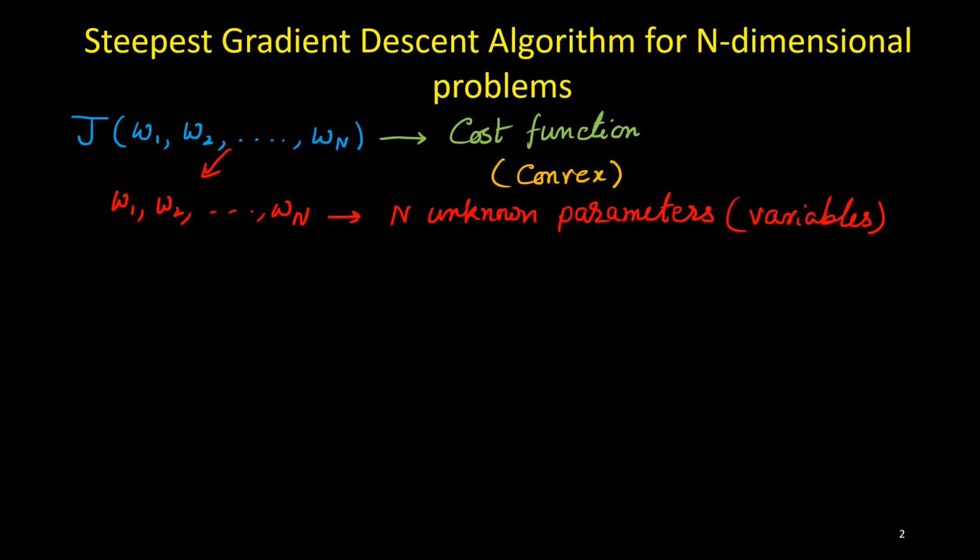In the steepest gradient descent algorithm, for an n-dimensional problem, first we will consider one cost function J, which is a function of these n variables w1 to wn. So this is one cost function. Basically, it's a convex function, and our objective is to minimize this cost function and to find the solution where the function is minimized.